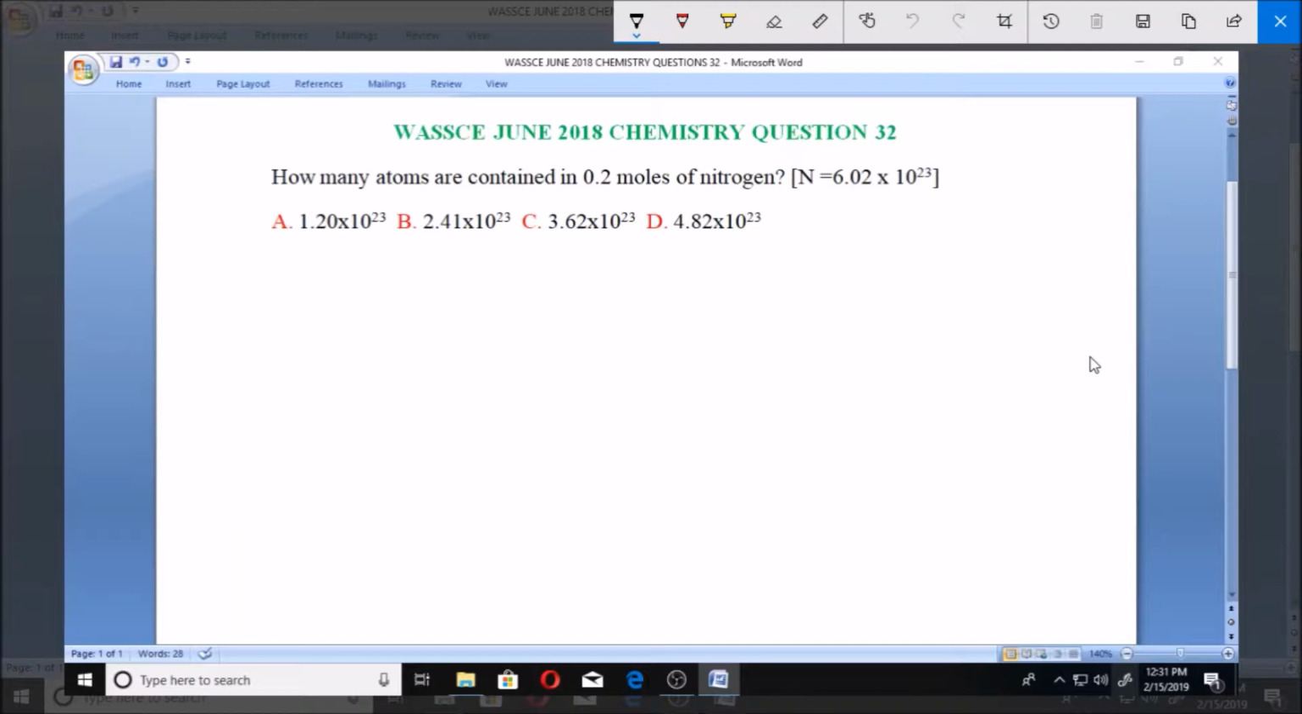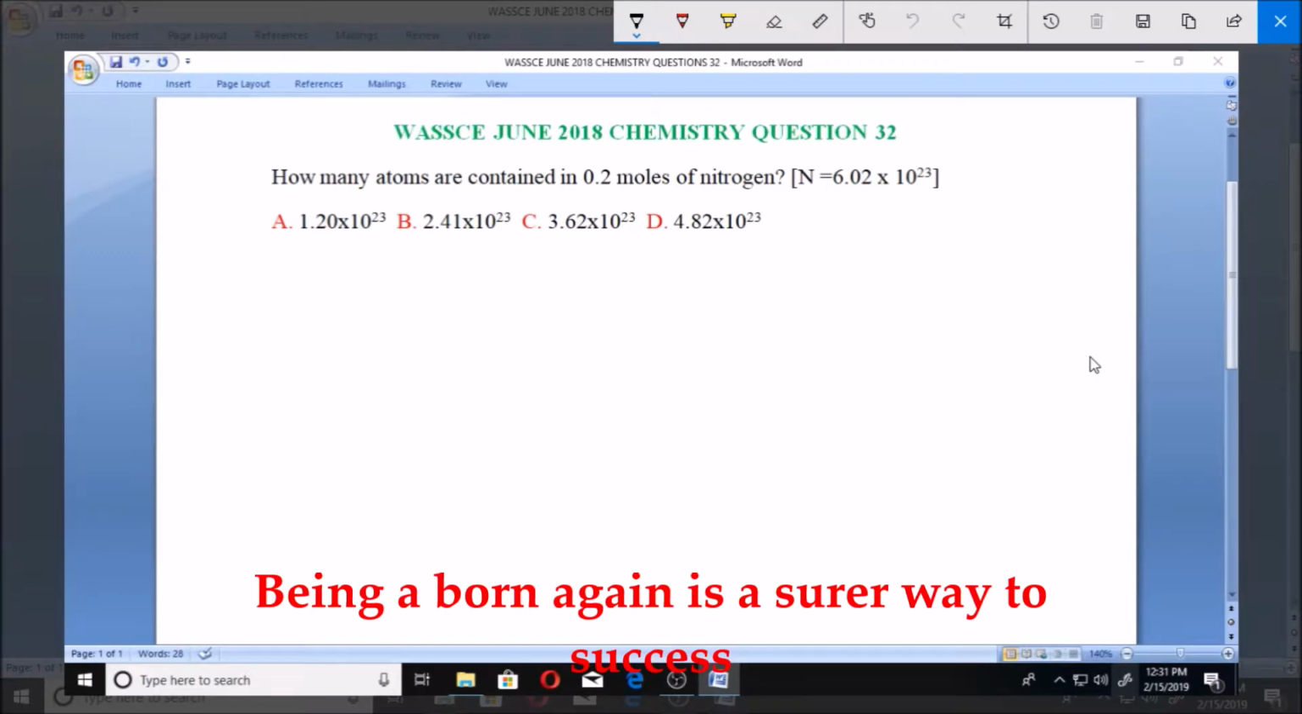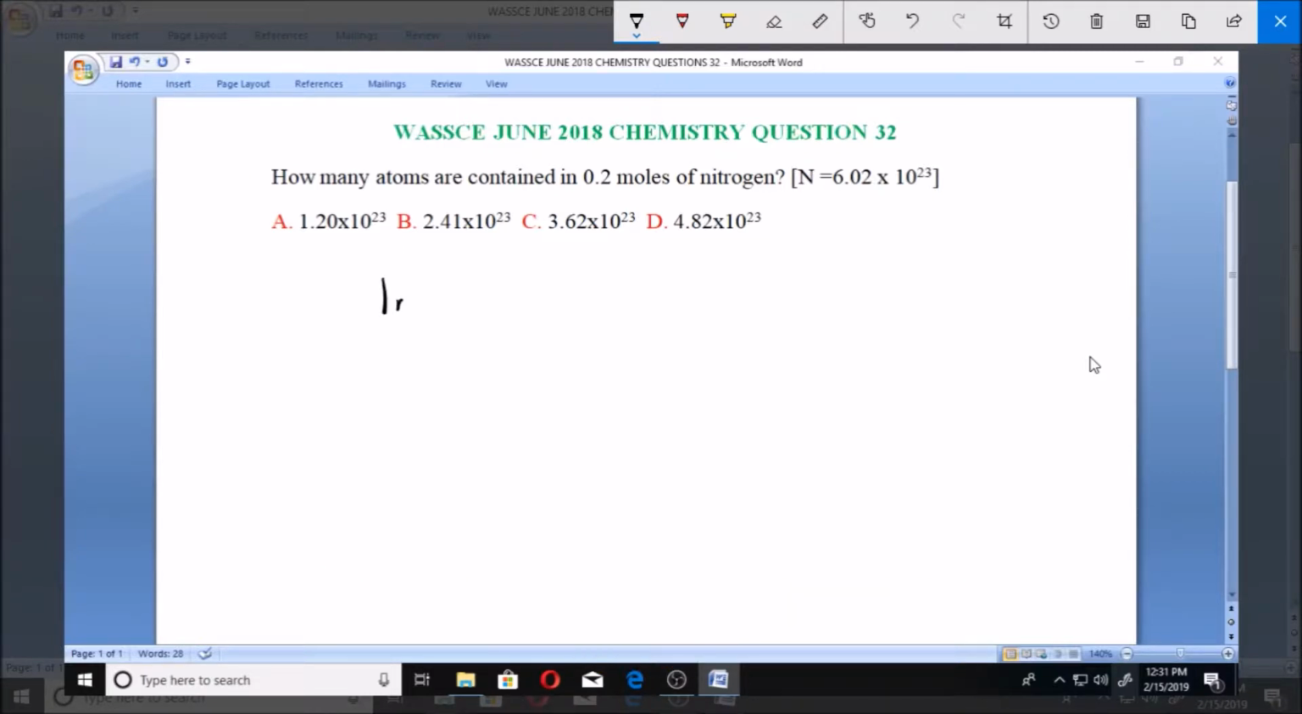Now, how do we go about this? We all know that 1 mole of every substance contains the Avogadro's number of particles, which is 6.02 times 10 to the power 23 number of particles. Now 0.2 moles will then contain how many? It will then contain X number of particles. So make X the subject of the formula.